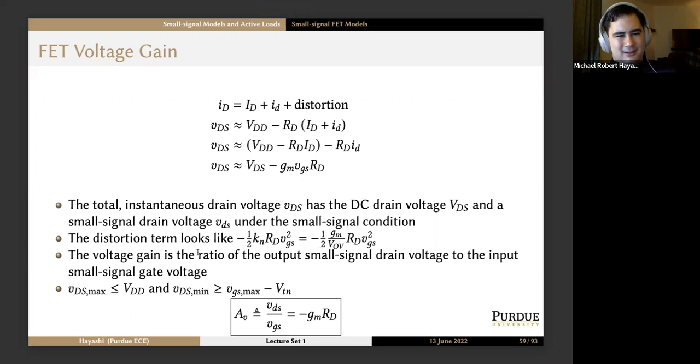So the voltage gain is the ratio of the output, little v sub ds, small signal drain voltage, to the input small signal gate voltage. And if you look at this, you get that it's negative GM times RD. Notice that GM times RD has units of 1 over ohms times ohms. It's a unitless quantity. And it's also negative. So negative means that it inverts the voltage. So if you apply something that looks like a sine wave going in, what you get is a negative sine wave coming out.